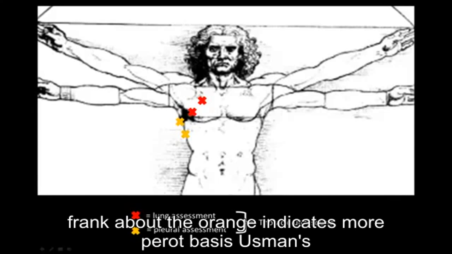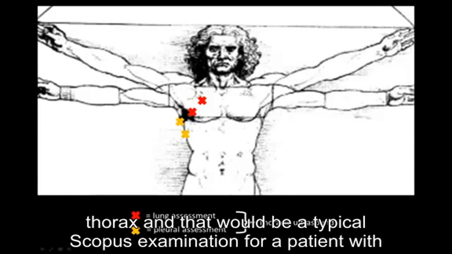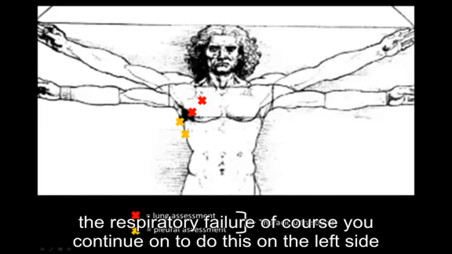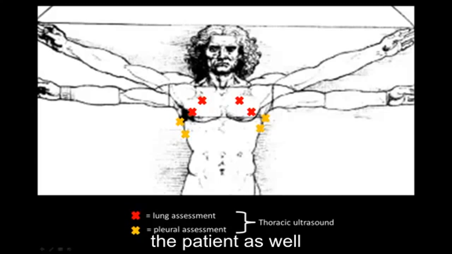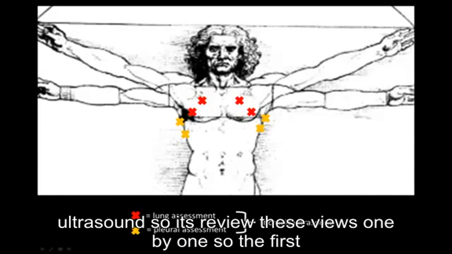The combination of these points, as I mentioned, the red X's represent lung assessment. You're assessing the parenchyma. The orange indicates more pleural-based assessment. The combination of them really represent a thoracic ultrasound, in this case just of the right hemithorax, and that would be a typical scope of examination for a patient with undifferentiated respiratory failure or assessment of their respiratory failure. Of course, you would continue on and do this on the left side of the patient as well, and that would represent a complete thoracic ultrasound. So let's review these views one by one.